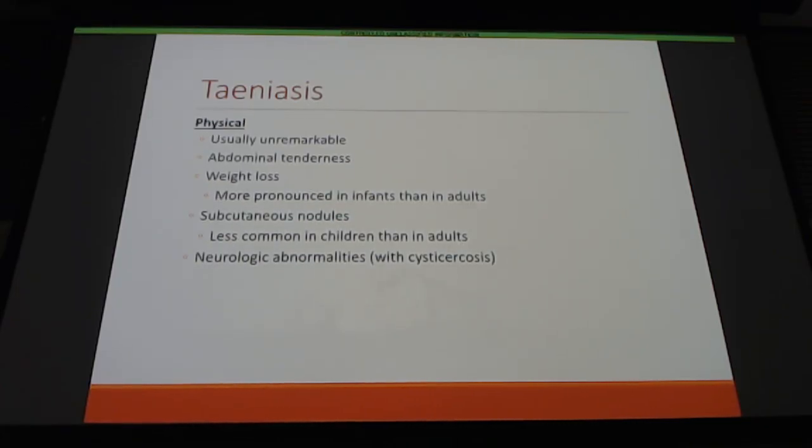Here's some physical symptoms. Initially it's usually unremarkable. Usually you don't have anything until it gets really big. When you have that overwork burden, then you start getting some serious abdominal tenderness. You may end up having some weight loss just because you're going to stop eating because it's going to give you a sensation of fullness, until you get to a point where it's absorbing enough nutrition that it's going to make you want to eat.